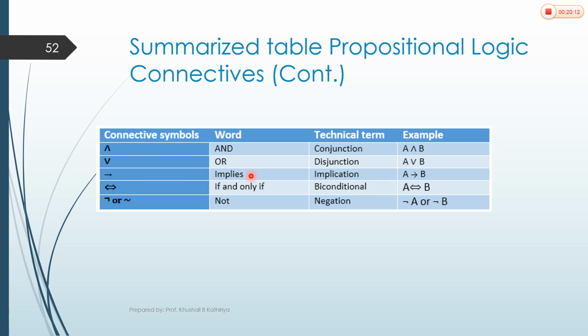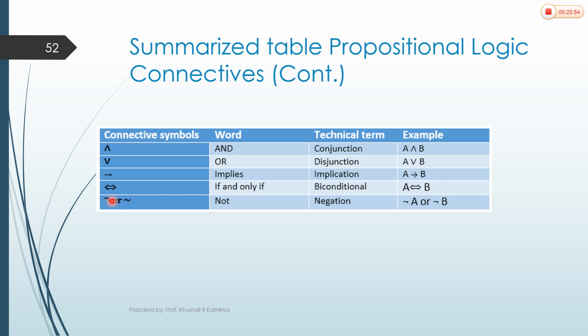This is single implies, or implies only. This is the implication or conditional operator, and an example is A implies B, if A then B. This is double implies, which means if and only if. The technical term is biconditional. If A happens, then B always happens, or if B happens, then A always happens. So A implies B is the same as B implies A.